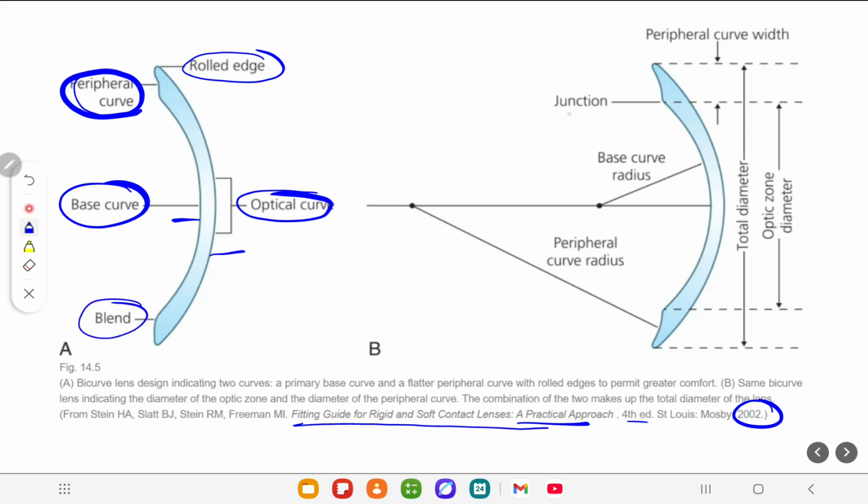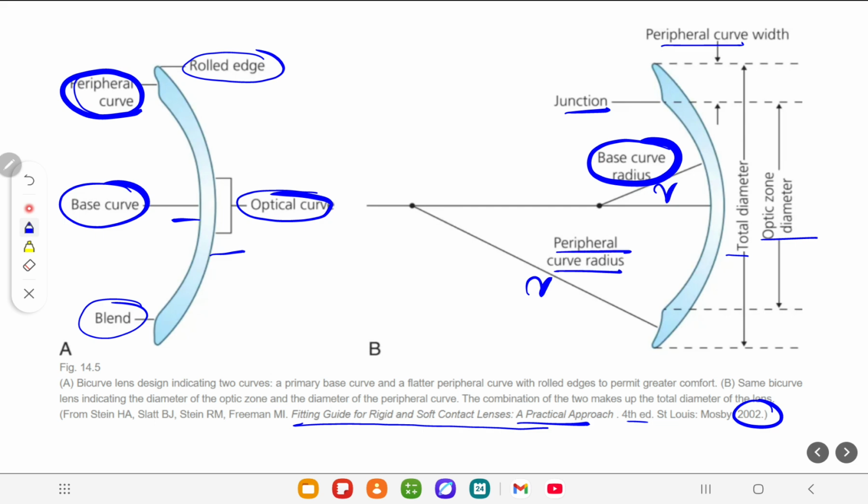It's very important to note the periphery curve, the total diameter, and the optic zone diameter. Regarding the radius of curvature in mm, the base curve is one, and the periphery is definitely flatter. That's why the radius of the base curve is smaller, while at the same time the radius of the periphery is larger.